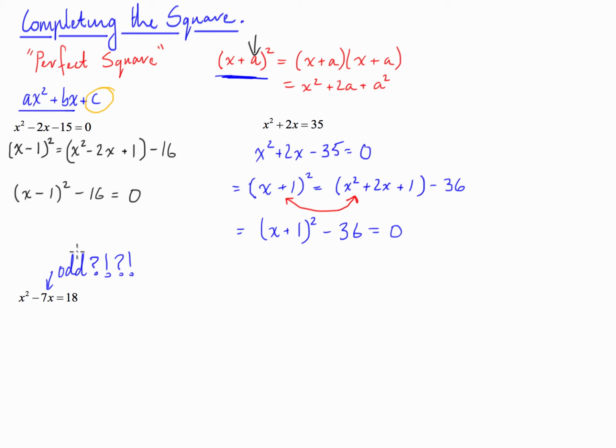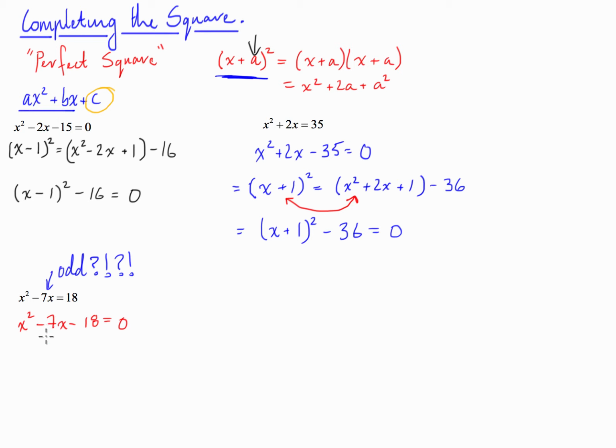Okay, so we're going to use exactly the same method, but the mental math is a little bit more tricky. To start with, I'm going to turn it into my trinomial. So I'm going to move the 18 to the left. So it's going to be x squared minus 7x minus 18 is 0.